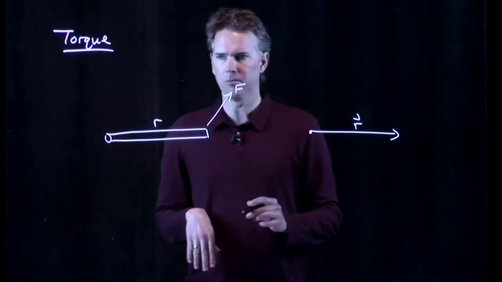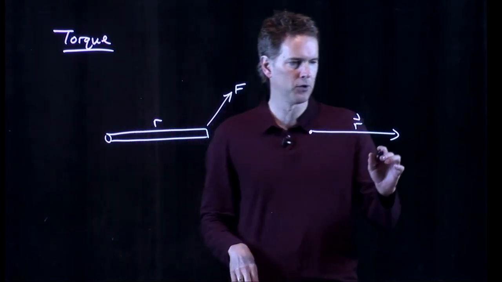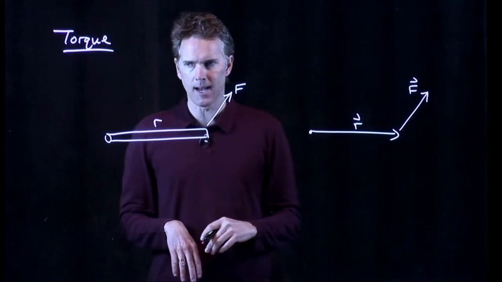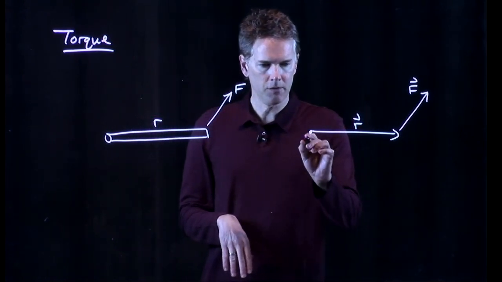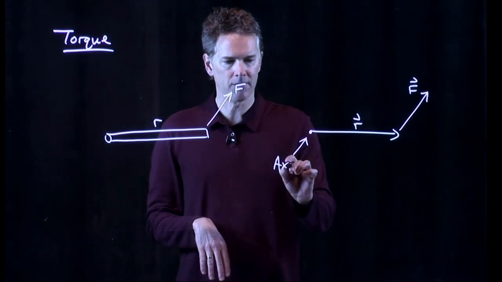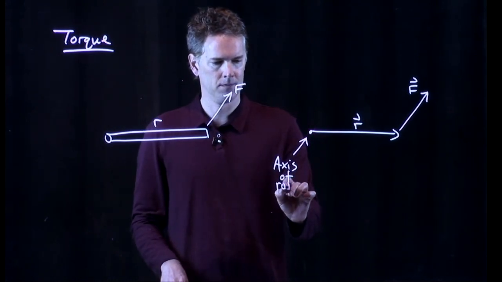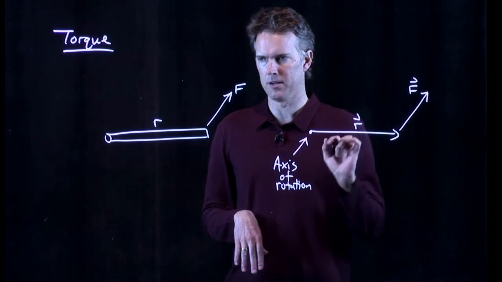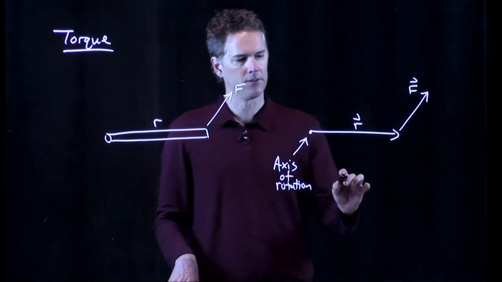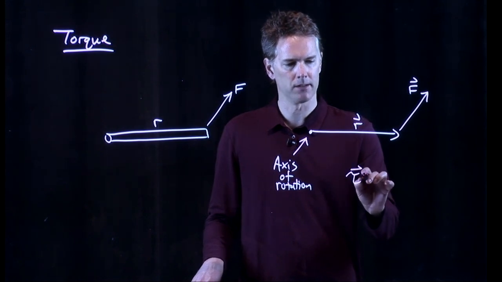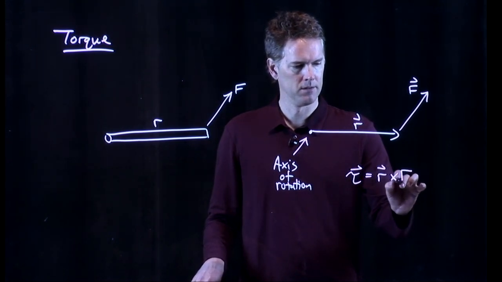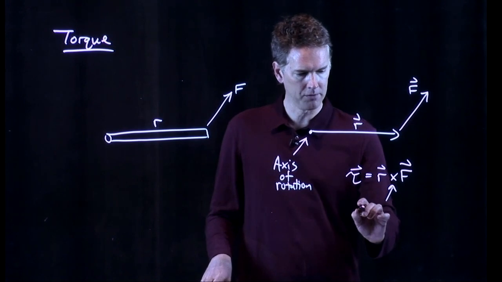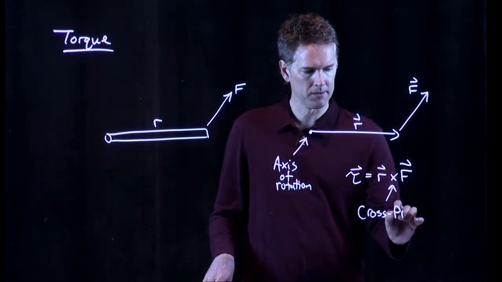R is a displacement vector. Okay? It goes from the axis of rotation to the end of the door. The force F is, of course, a vector. It's applied at the end of the door. This is where the hinges are. So that's the axis of rotation. And now we need to figure out what is the torque that is applied to the door. And what we're going to introduce is this idea of a cross product. This is what we mean by this cross in the middle. This is not an X, this is a cross, and it's the cross product.